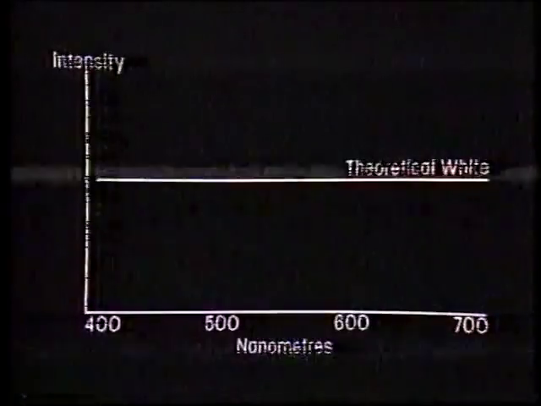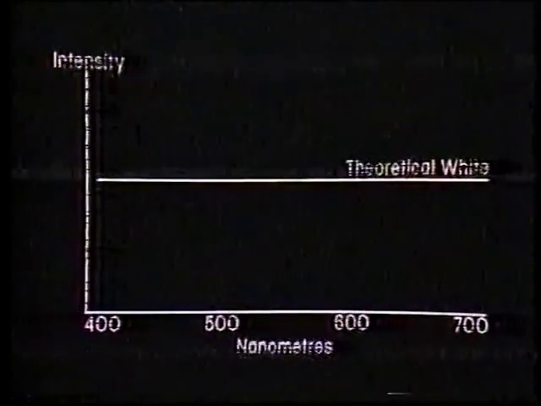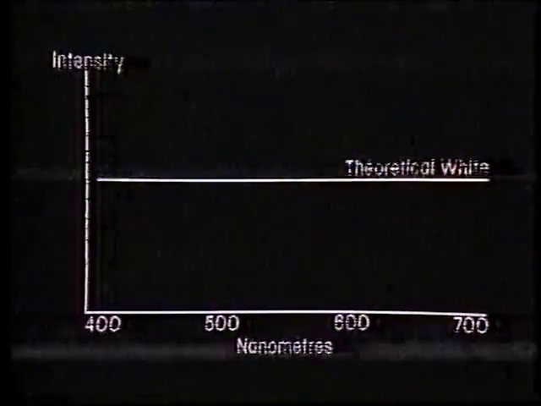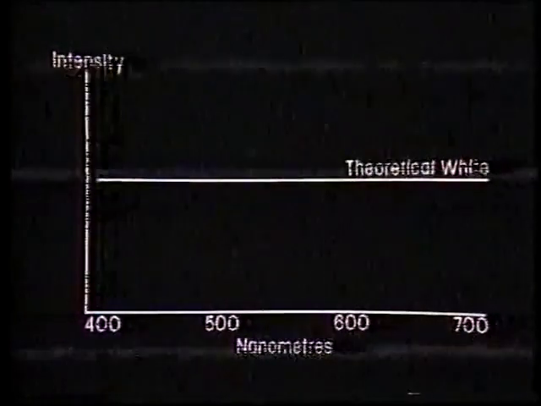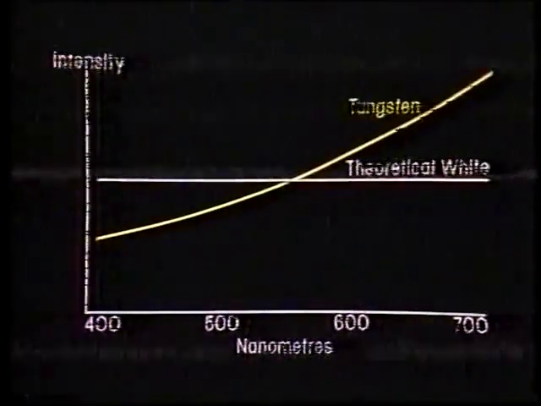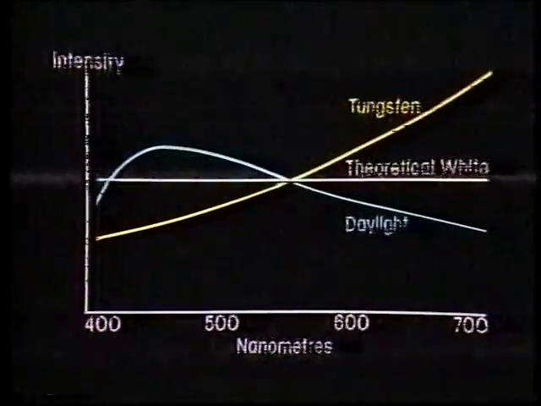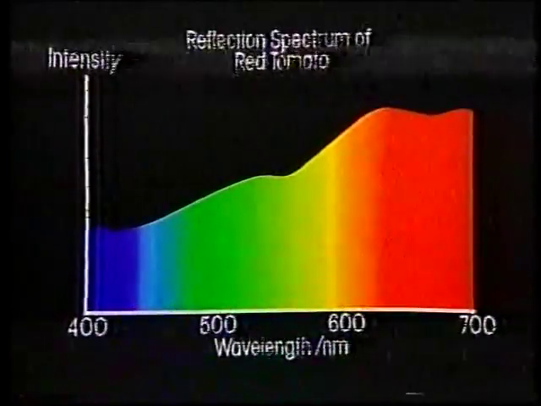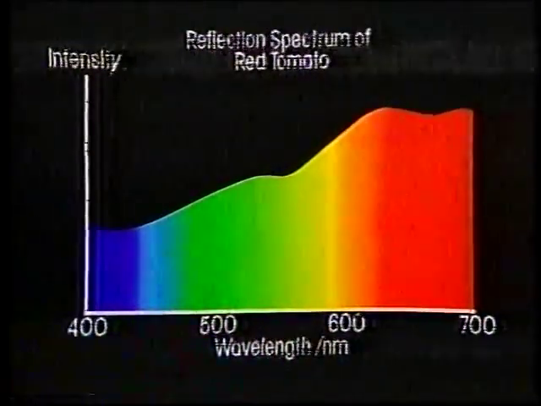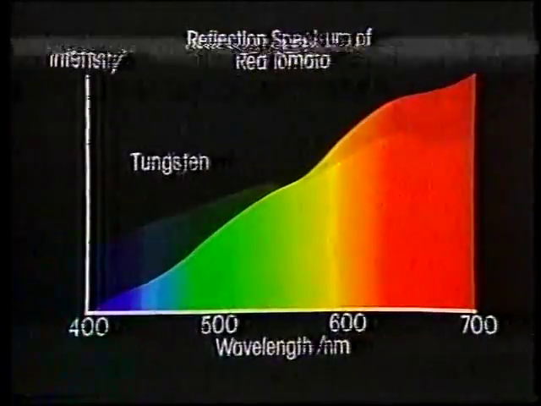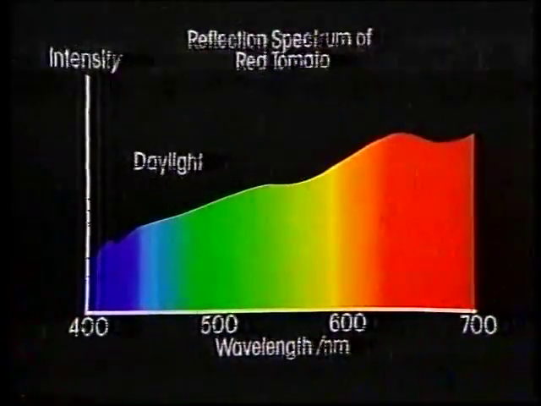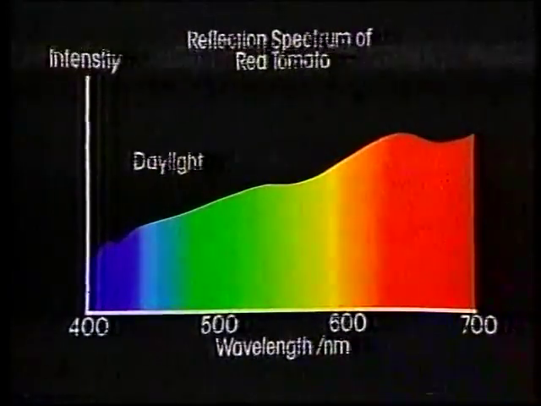A theoretical white light source would have a spectral distribution like this. Practical white light sources have equally broad spectra, but the intensity distribution is by no means even. Here's the distribution for a tungsten lamp, and here it is for daylight. So the quality of light reflected from a tomato will depend on whether it's illuminated by tungsten light or by daylight. But we tend to experience the same sensation of colour regardless of the illumination, and this indeed is one of the drawbacks of trichromacy.